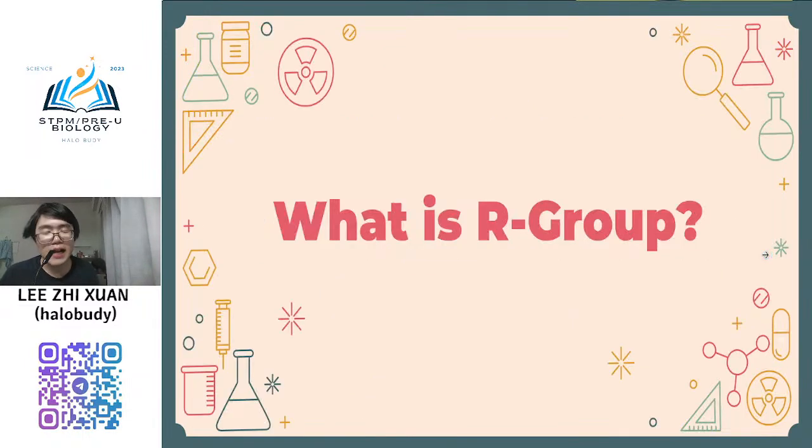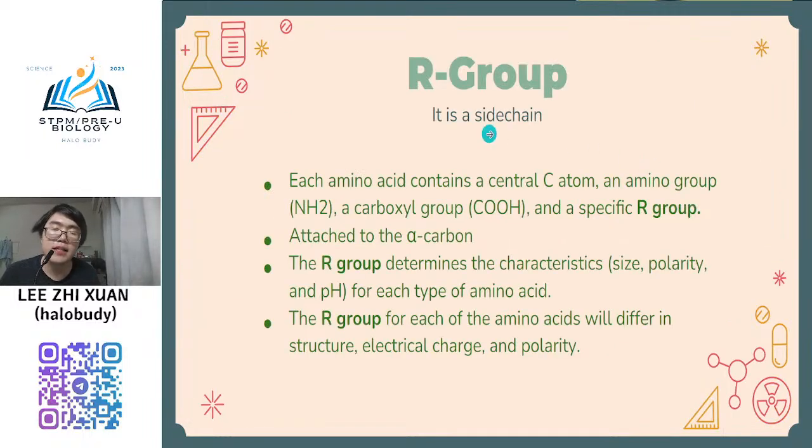Okay, so what is the R group? The R group is a side chain. Normally your R group determines the characteristic of your amino acid. So amino acids are not only classified into essential and non-essential amino acids. The classification of amino acids is based on the R group. Different R groups will provide different characteristics to that amino acid.